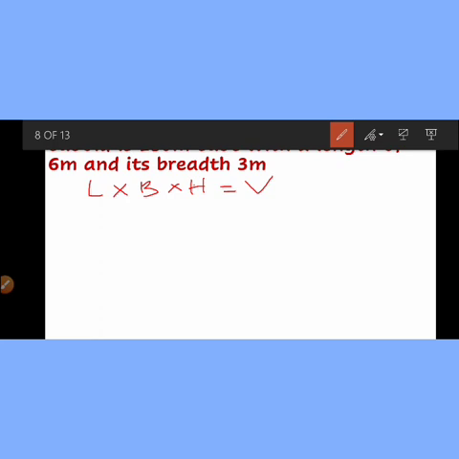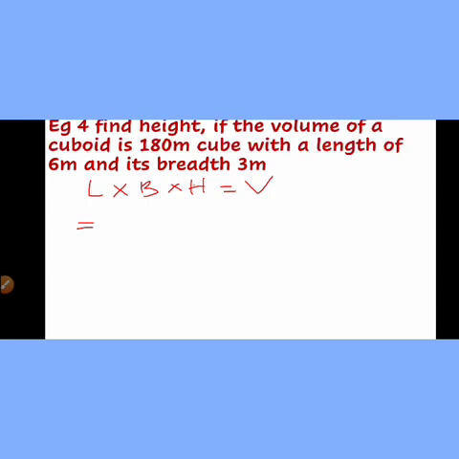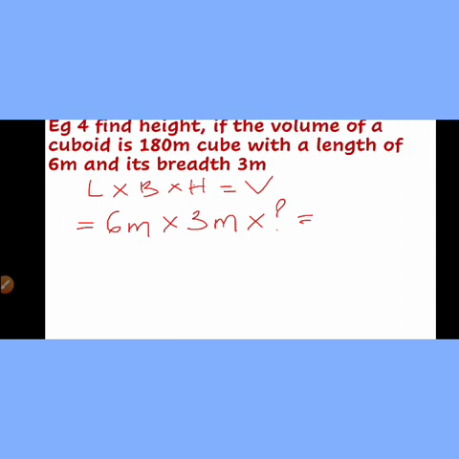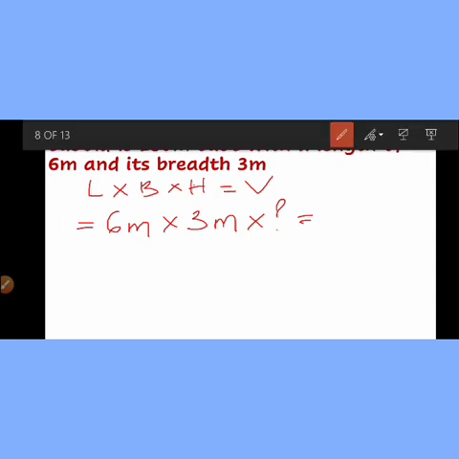What I usually do is to fill in. Do I have the length? Yes, I have my length. My length is 6 meter. Do I have the breadth? Yes, I have my breadth. My breadth is 3 meter. Do I have height? No. So my height remains a question mark. Do I have the volume? Yes. My volume is 180 meter cube.